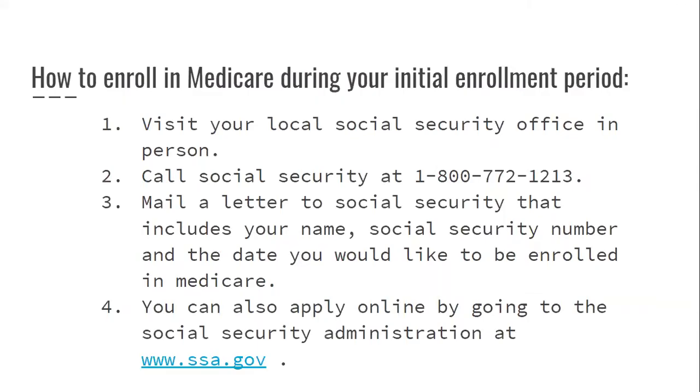How to enroll in Medicare during your enrollment period. One, visit your local Social Security office in person. Two, call Social Security at 1-800-772-1213. Three, mail a letter to Social Security that includes your name, Social Security number, and the date you would like to be enrolled in Medicare. Four, you can also apply online by going to the Social Security Administration at www.ssa.gov.